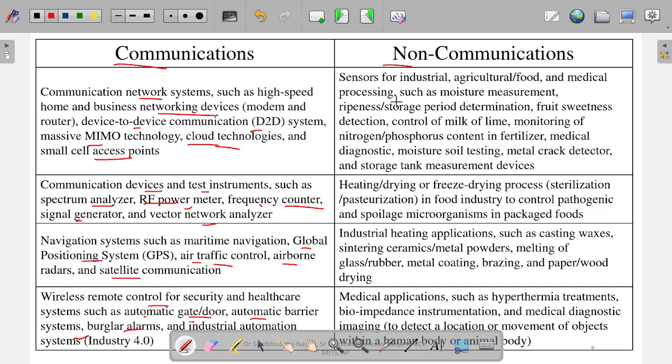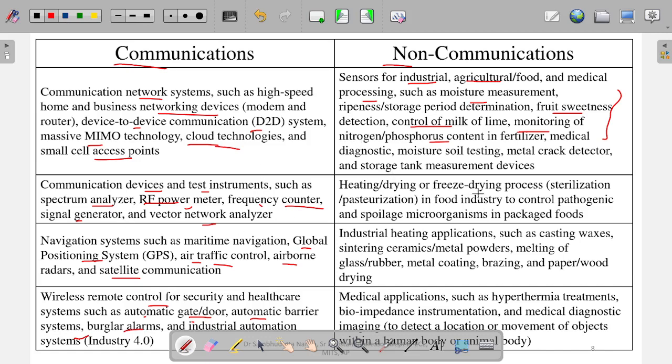Similarly, in non-communication, what is there? Sensors for industrial, agriculture, food and medical processing, such as moisture measurement, ripeness or storage period determination, fruit sweetness detection, control of milk lime, monitoring of nitrogen and phosphorus. All these chemical factors of any agricultural product can be measured through microwave imaging, or we say microwave technology. Whether food is ripe or not can be checked through microwave signals.